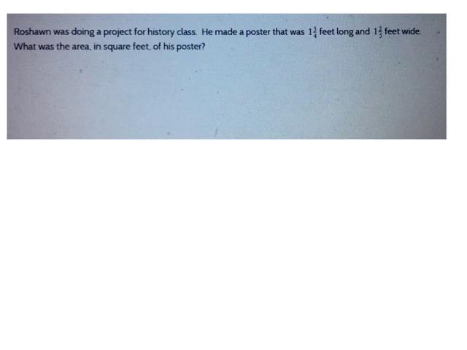We're going to do 2 more together, and then you're going to try 4 on your own. Roshan was doing a project for history class. He made a poster that was 1 3/4 feet long and 1 2/5 feet wide. What was the area in square feet of his poster? This is a multiplication problem because I can find area by doing length times width. 1 3/4 times 1 2/5.